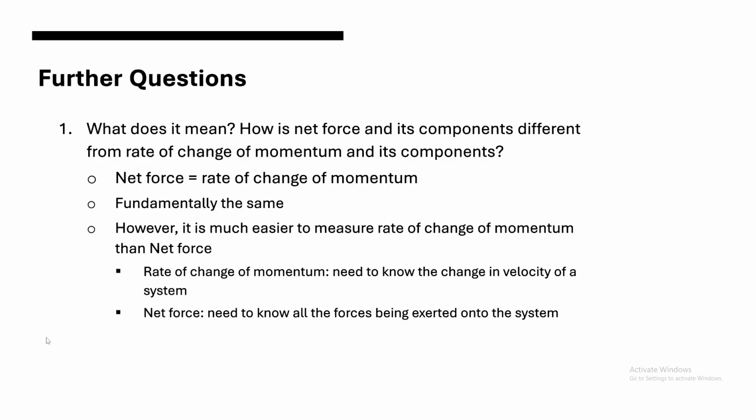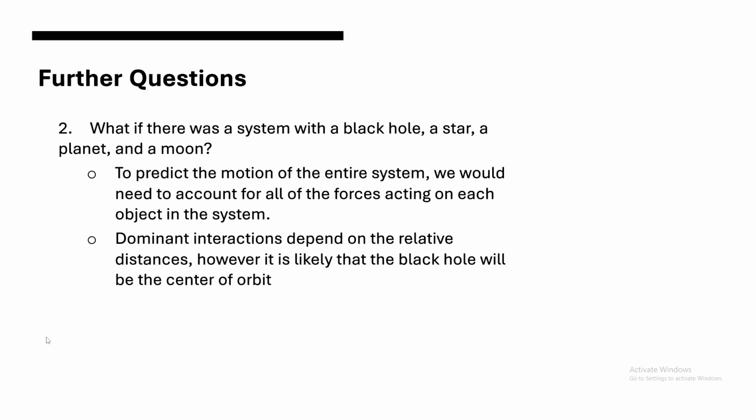For another further question, let's look at a hypothetical. We have a system with a black hole, a star, a planet, and a moon. If we wanted to predict the motion of the entire system, we would have to go in and calculate the net forces acting on every single object for each time step in order to predict their orbits.